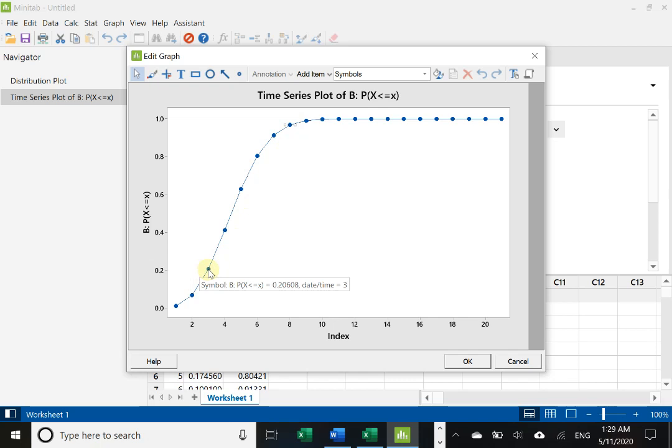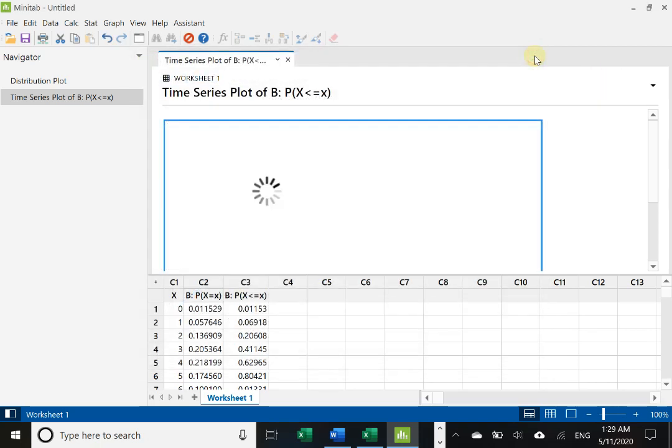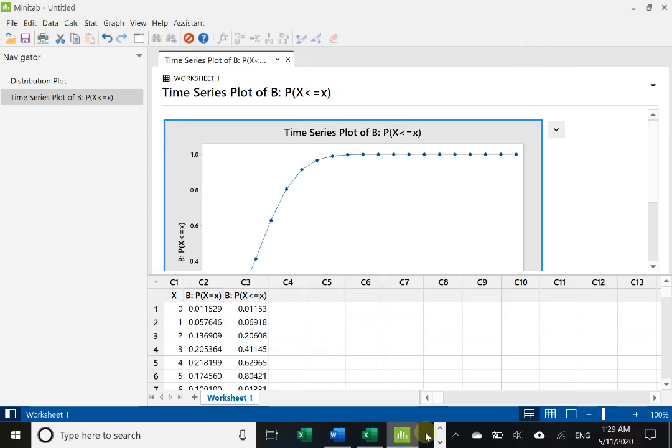Probability of less than or equal to 3. So that's what cumulative is. It's always less than or equal to. Okay. And there you have it. So we are actually done with the binomial distribution. Let me go back to my notes.